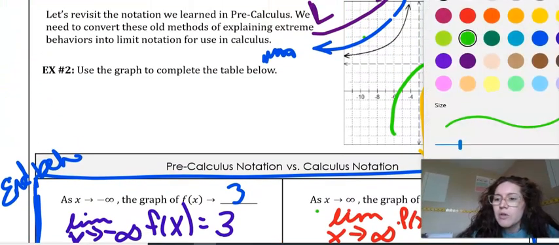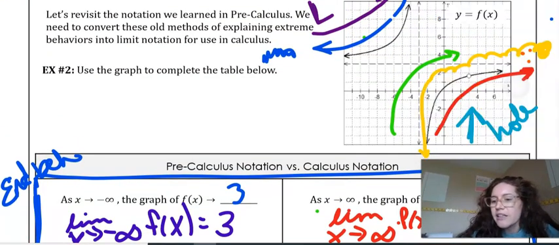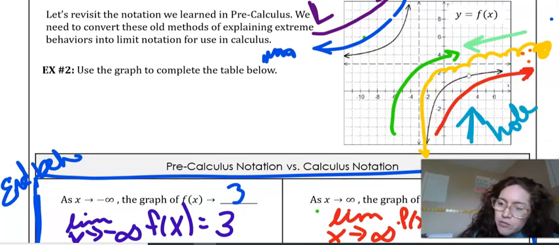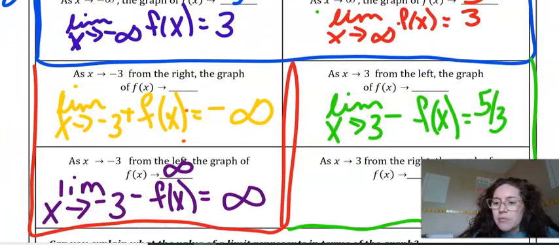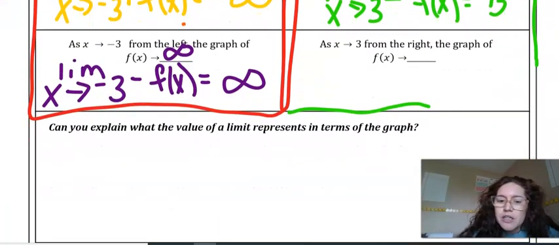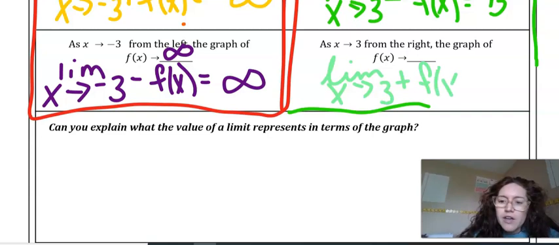Now, one more million color. I kind of like this one. Approach it from the right. All right, we're over here, still approaching that 5/3. Come down here. The limit as x approaches 3 from the right of f of x is 5/3.